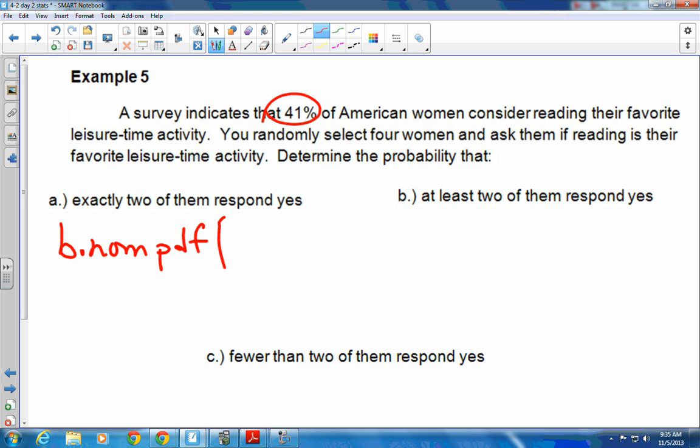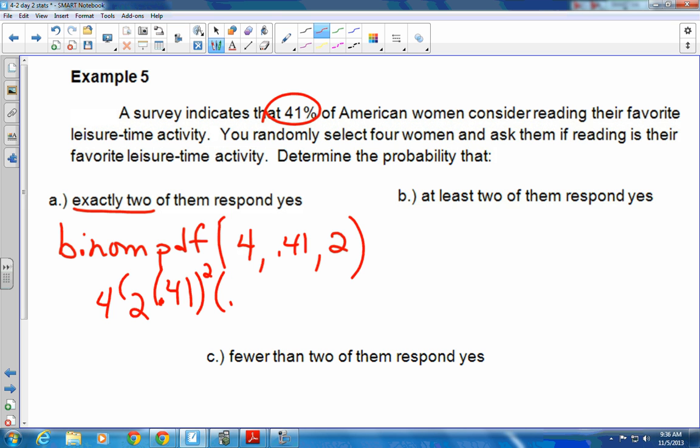binomial PDF, or you could just put the formula together, remember. And so what's n though? 4, okay. And 0.41, and 2. Yeah, exactly 2. Or again, you could do 4 choose 2, 0.41 to the second, and 0.59 to the second. That would work as well. It would give you the same answer. And once somebody gets that, please let me know. 0.351 approximately, right? So approximately 0.351, otherwise known as about 35.1% chance.